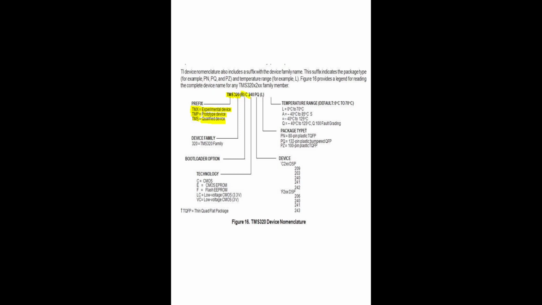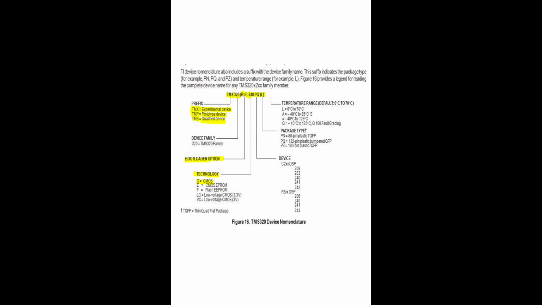Then B or C. Here, the bootloader option is available. We will see the bootloader option elaborately in the upcoming slides. The bootloader option is available in the IC that you are going to study in this chapter. That is what is mentioned with B. Then C is nothing but CMOS technology is used in this IC. That is why C is mentioned.